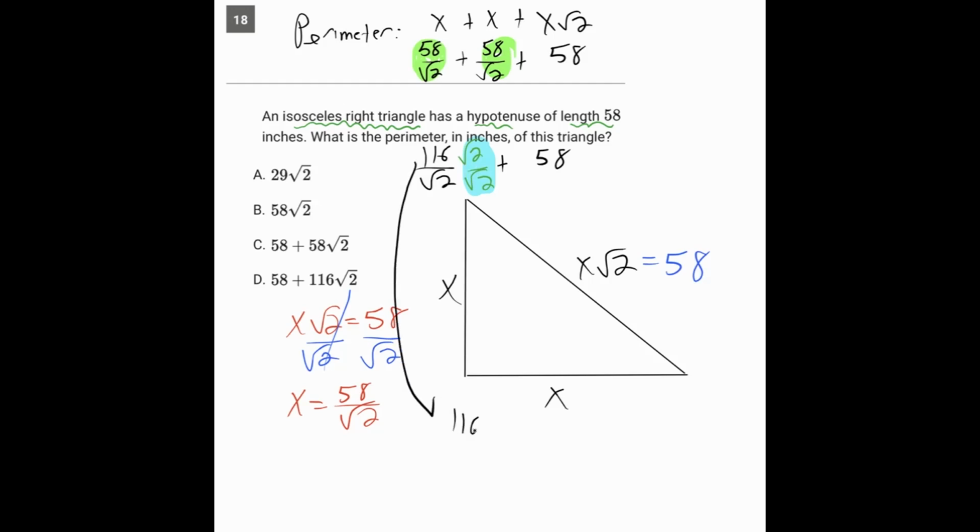On the top, we have 116 root 2. And on the bottom, we have root 2 times root 2, which is just 2. Plus 58 still. And 116 over 2 is 58. The root 2 comes along, plus 58. And that matches answer choice C here.